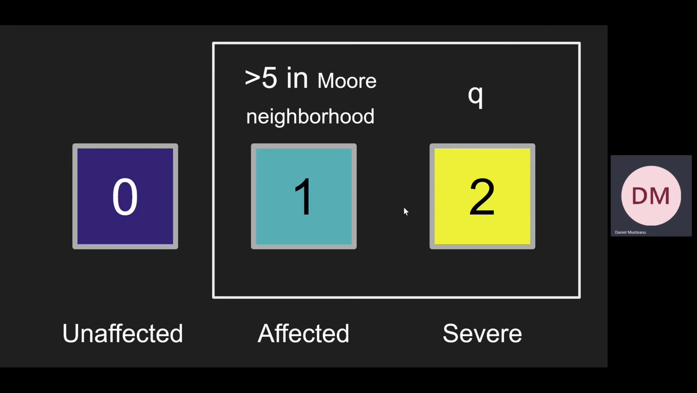So these are basically our update conditions. We do asynchronous updates. On every round, first cells with a disease score of greater than 5 in their Moore neighborhood become affected, and then some proportion of those affected cells will develop severe disease on each turn.